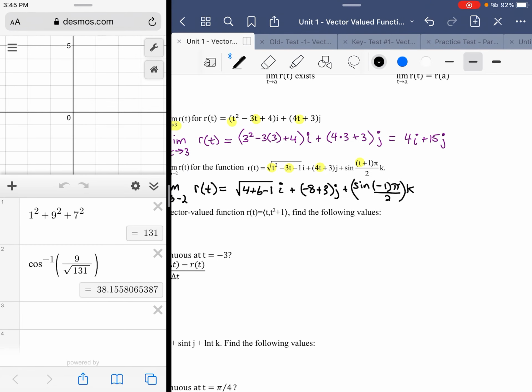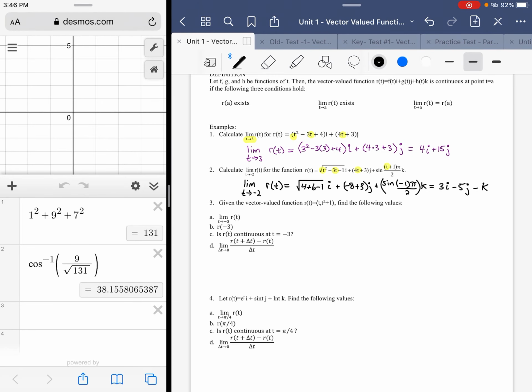So when we go to simplify here, the coefficient of i, that's simple. 10 minus 1, 9, under the radical is going to give you a 3. i minus 5j. And then the sine of negative pi over 2 is going to be negative 1, so minus k. So it actually simplifies up very nicely.